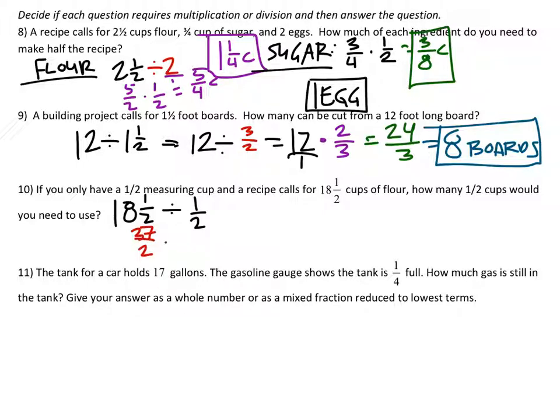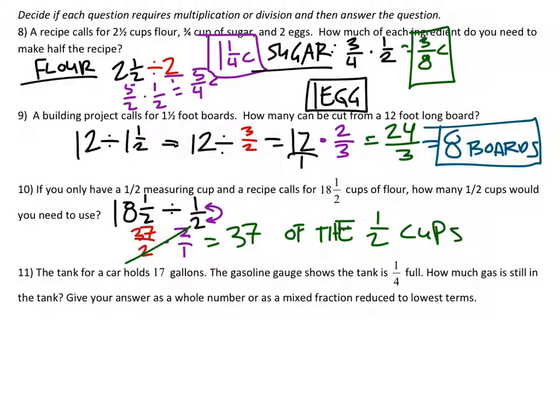And if I change this into multiplication right now, I can reciprocate that fraction to be 2 over 1. This one comes out pretty nice because the 2's cancel out right there. And we're just left with 37. So 37, how many of those would you need to use? 37 half cups. There we go.